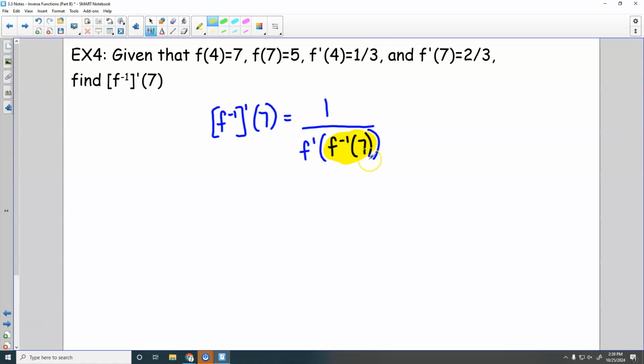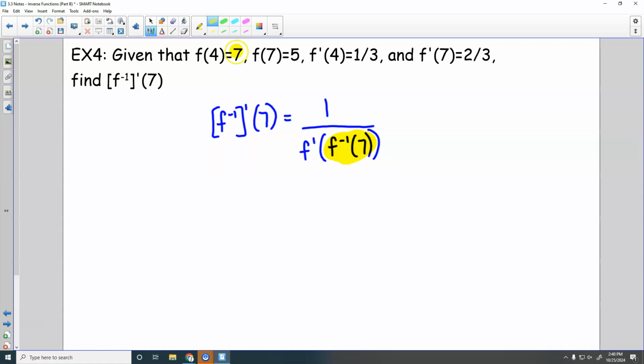f inverse of 7 right here means that 7 is the x-coordinate for the inverse. But we don't have anything about the inverse, right? They don't give any information about the inverse. So it's the x-coordinate on the inverse. What is it on the original function, on the f of x function? It is the y-coordinate.